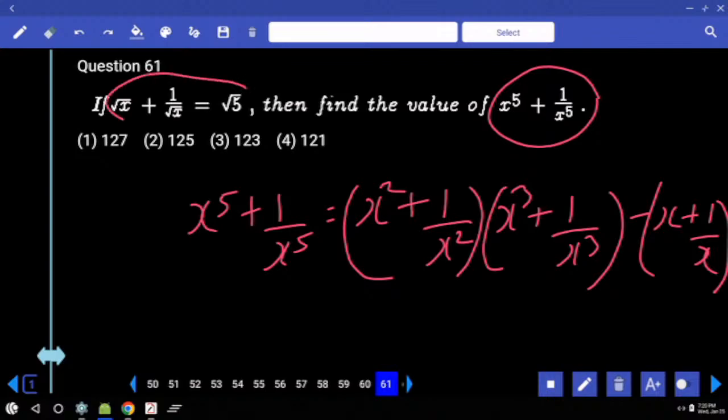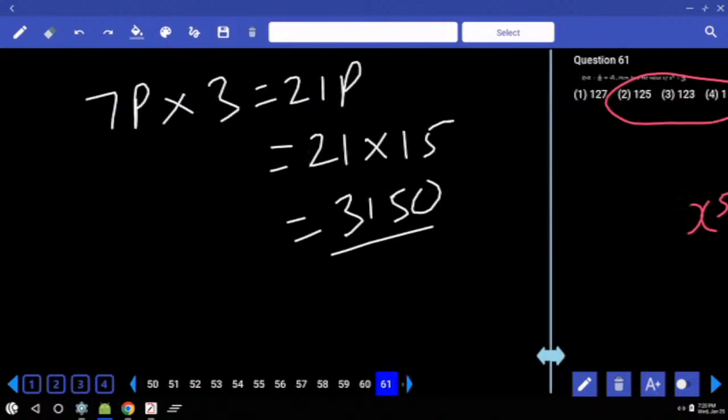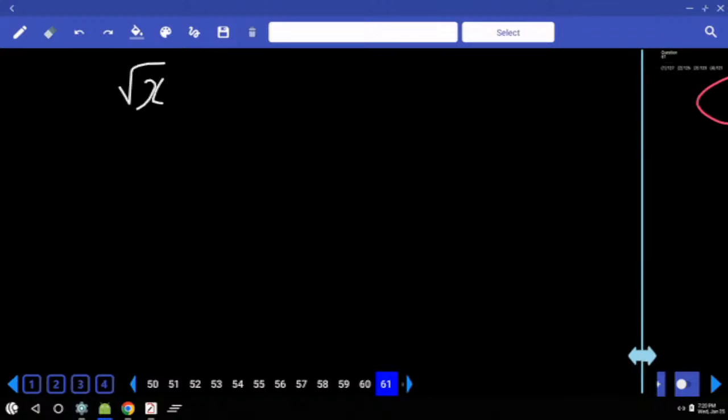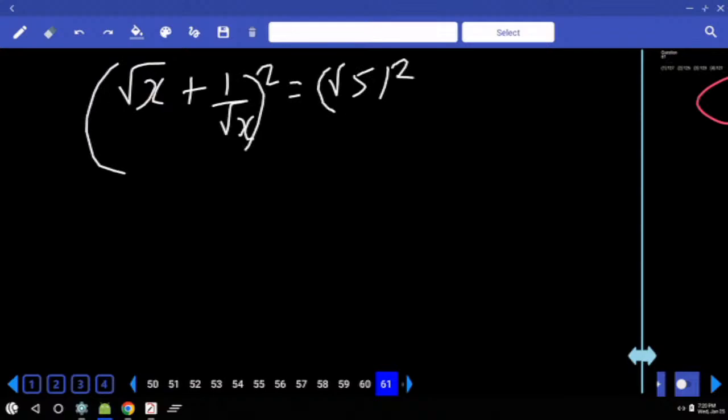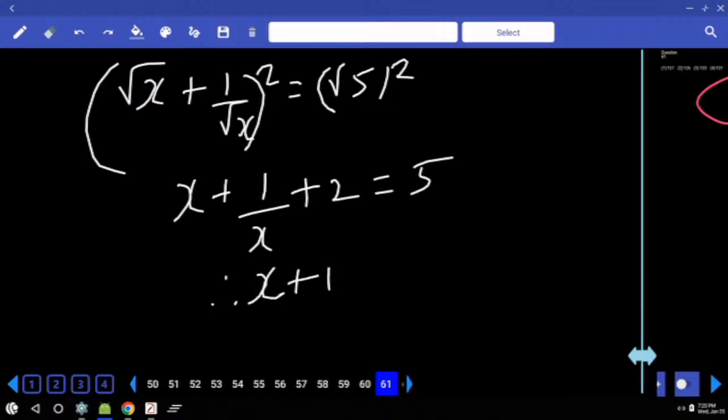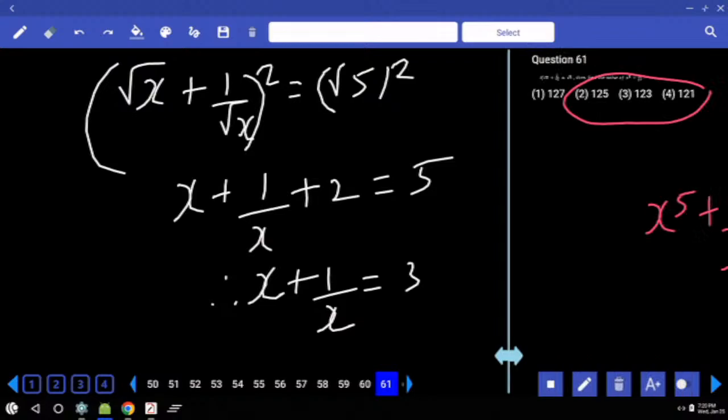But this is not in that format, so we need to convert it. So root x plus 1 by root x equal to what? If I square on both sides, what do we get? X plus 1 by x plus 2. These two cancel out. Equal to what? 5. Therefore, what is x plus 1 by x? 3.